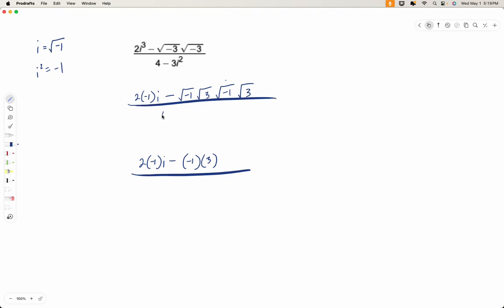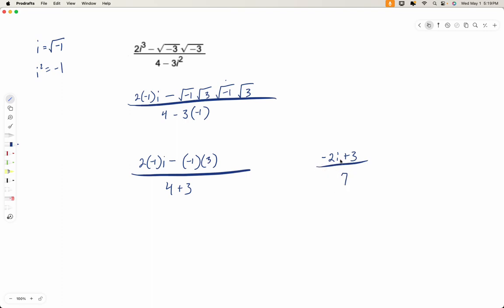Down here, we've got 4 minus 3, and i squared is -1. So when we reduce this, we've got -3 times -1, so it's going to be 4 plus 3, because that becomes a positive. Now we can resolve this. This is going to be a -2i, and negative times a negative, that's going to be a positive 3, because positive 1 times 3 is positive 3, and this is going to be 7.